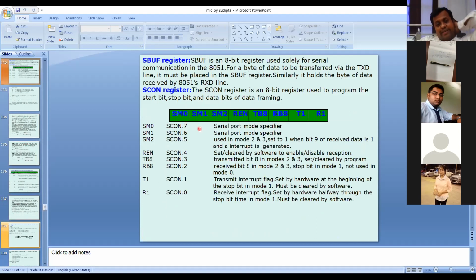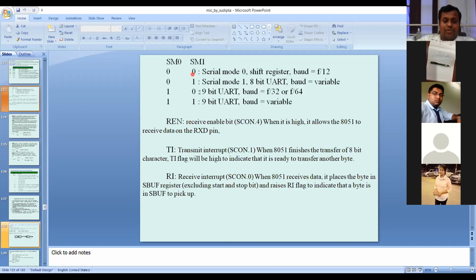Next, you just see SM0, SM2, REN, TB8, RB8, TI, and RI. So, what is the function of TI and RI? First I'm talking about SM0 and SM1. Going into the next page, SM0, SM1. Just see, these 2 modes are called 8-bit UART mode. These 2 are called 9-bit UART mode. The first one, 8-bit UART, has a fixed baud rate generated by FOSC by 12 or FOSC by 24, either 12 or 24.